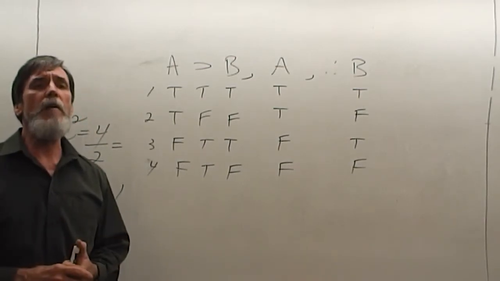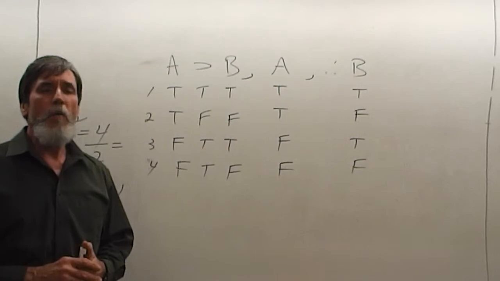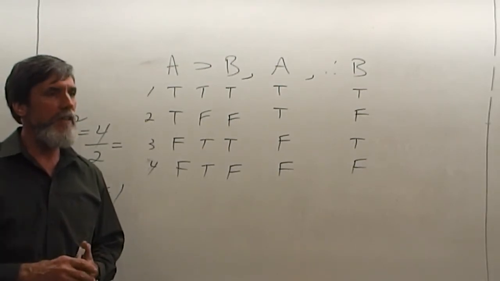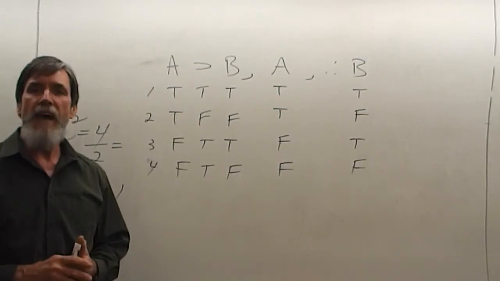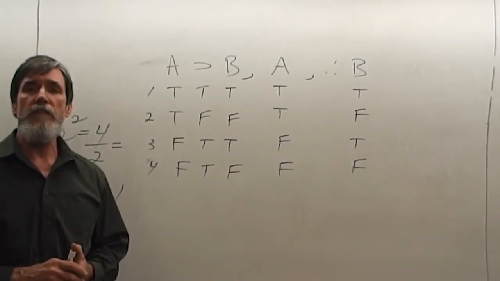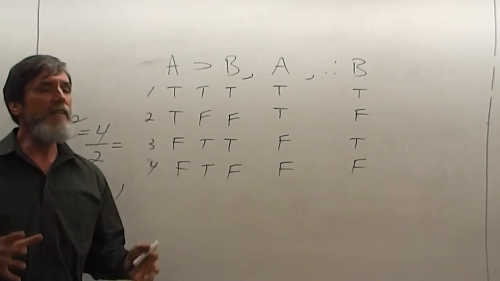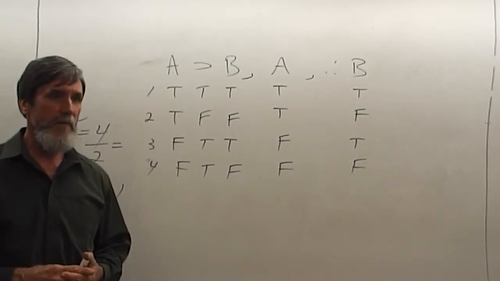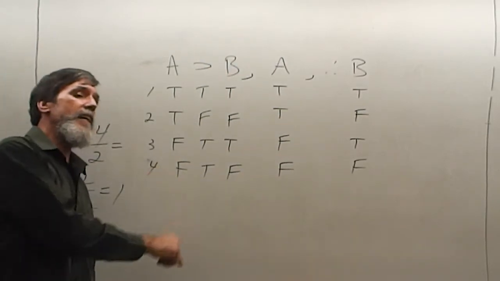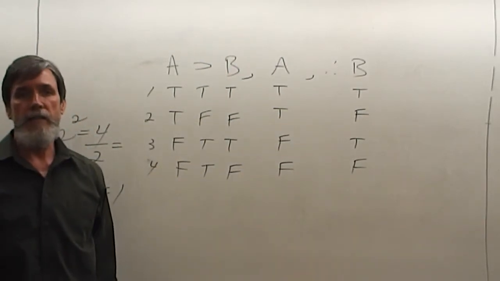Well, this is a little bit more complex. What we're looking for is a row, at least one row, that is invalidating. What is that? True premises and a false conclusion. That's not possible in a valid argument form. These are all possibilities. So if it's possible in this argument form, it must be invalid.